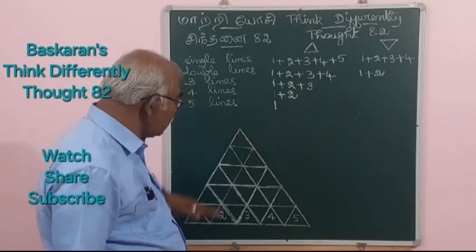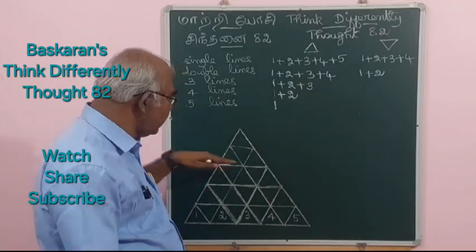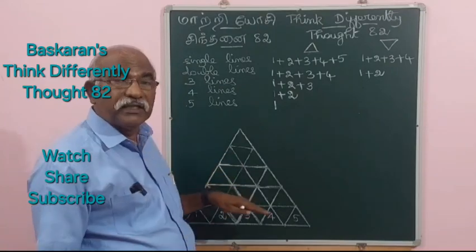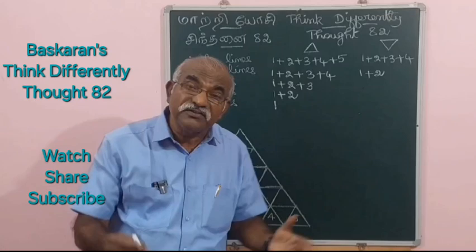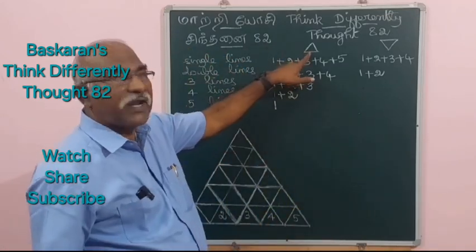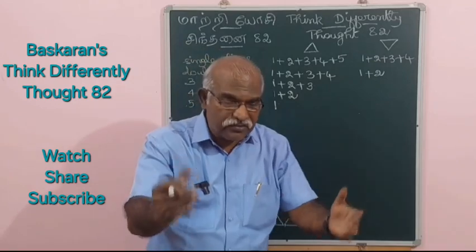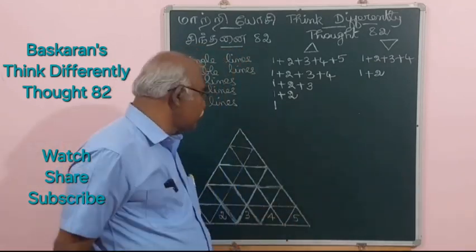For this, we consider single lines, smaller triangles, then 2 lines, 3 lines together, 4 lines and all the 5 parts, 5 lines together. Also, there are 2 categories of triangles. One, the upward triangle, the other, the downward triangle. First, we count the upward triangles.